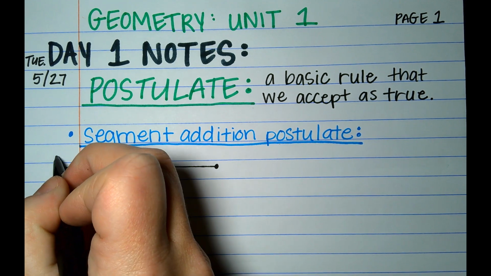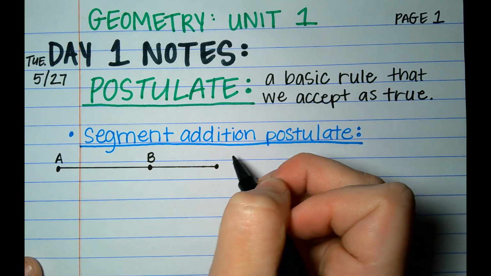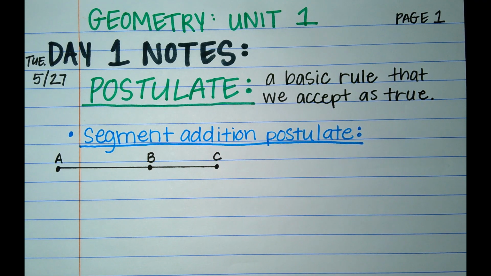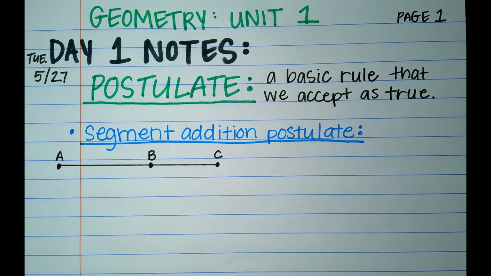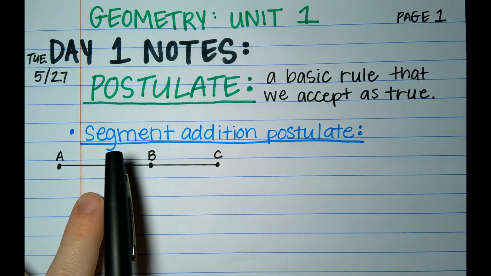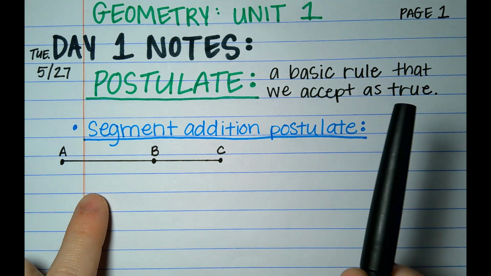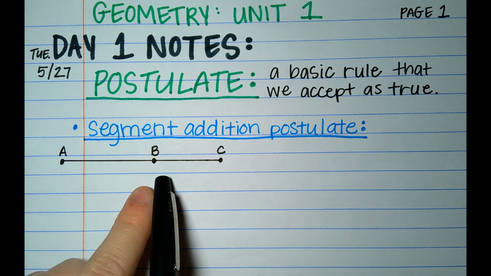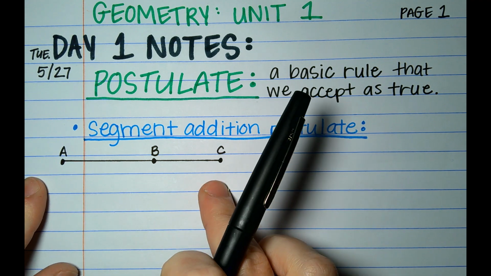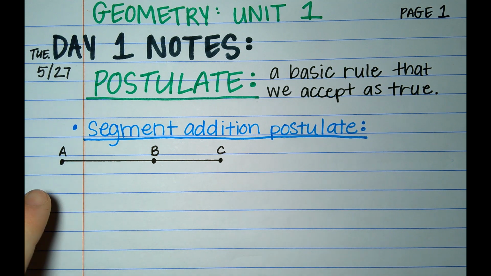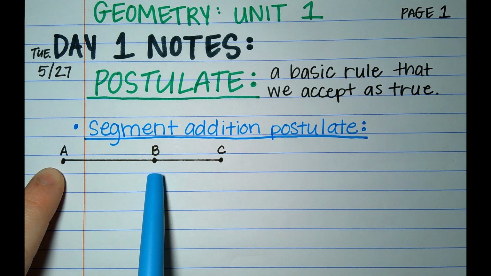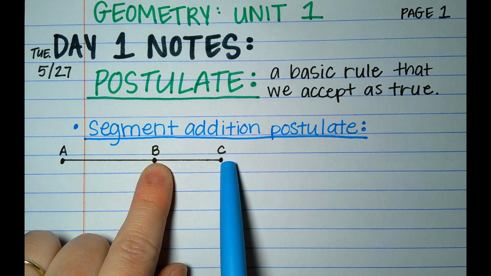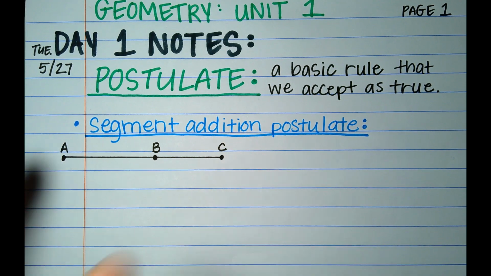And we will name these points A, B, and C. Okay. So basically, what the segment addition postulate tells us is that because point B is on the same line as A and C and it's in the middle, we can know that if I add the line that is from A to B to the line that is from B to C, I can get A to C. So let me draw a picture.